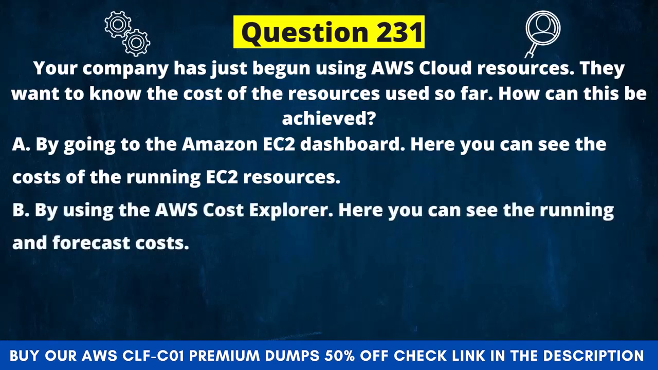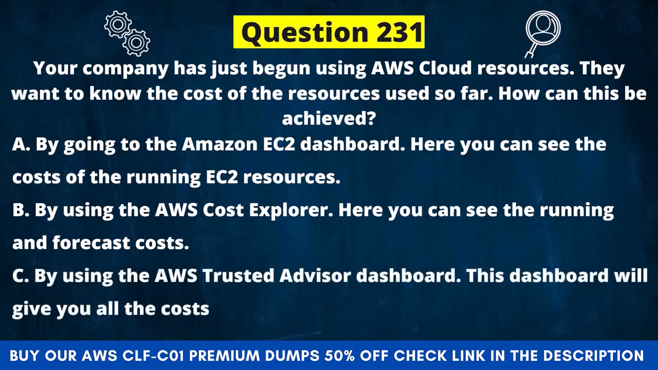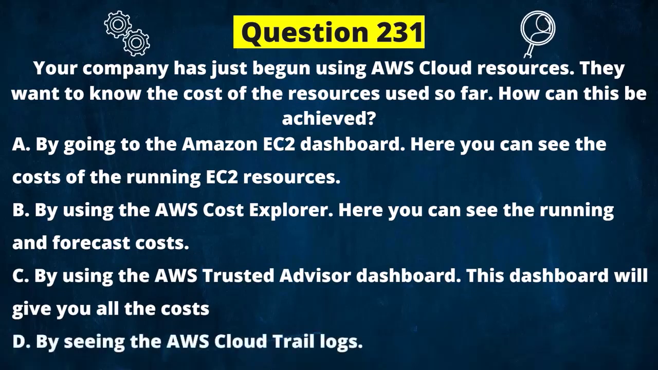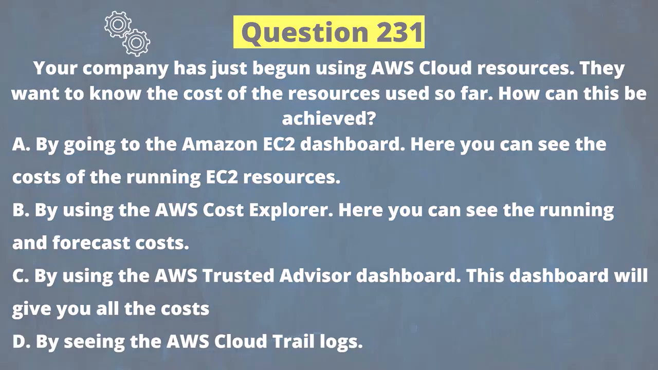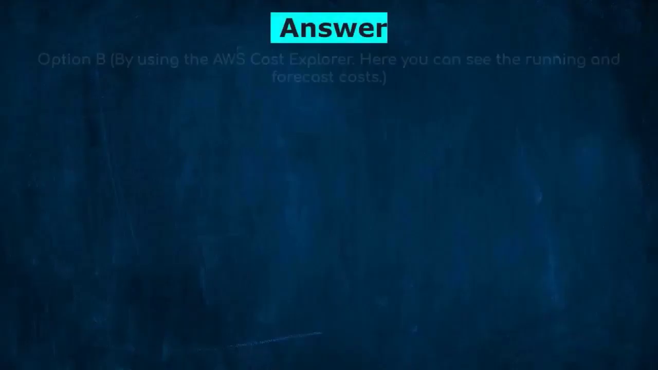B. By using the AWS Cost Explorer. Here you can see the running and forecast cost. C. By using the AWS Trusted Advisor dashboard. This dashboard will give you all the cost. D. By seeing the AWS Cloud Trail logs. And the correct answer is option B.